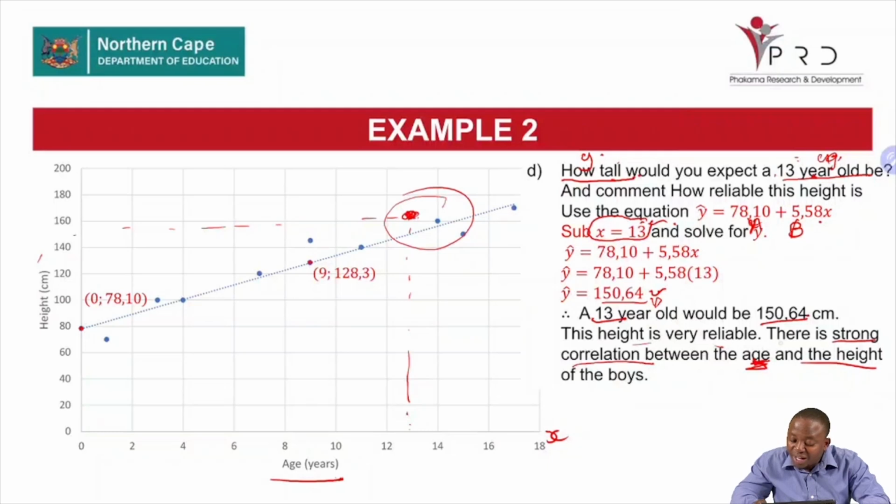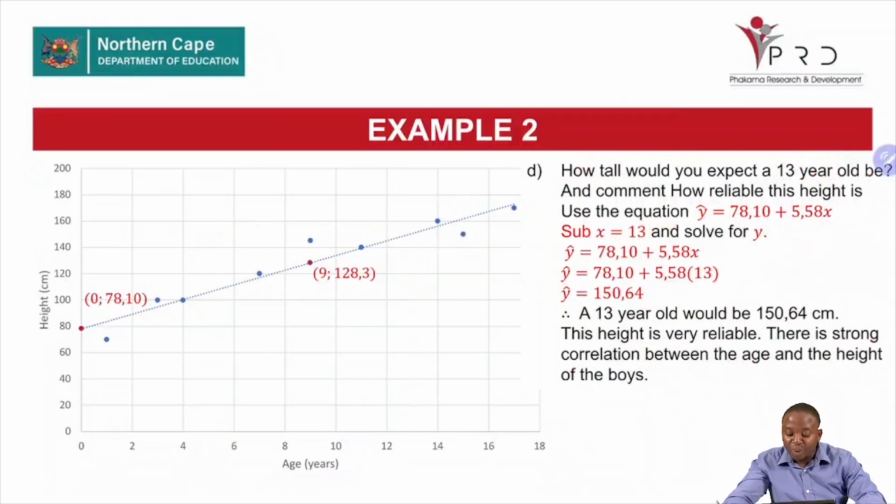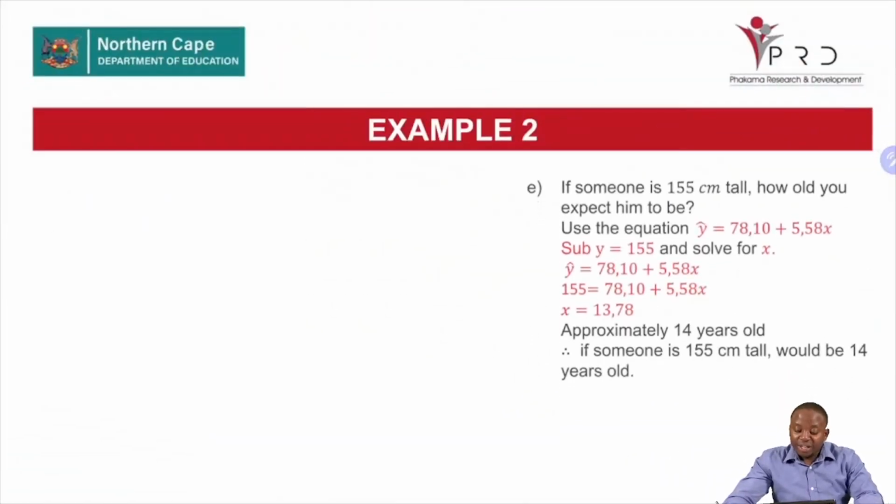So there's a strong correlation, because that value is closer to our correlation. The point is somewhere here. So it is closer, so it is strong. So this height is very reliable. Remember, even that R of 0.96 showed us that we are bound to get an estimate that is reliable. So that's why this value is more reliable. Right, let us move on.